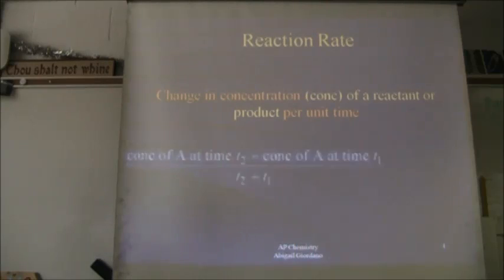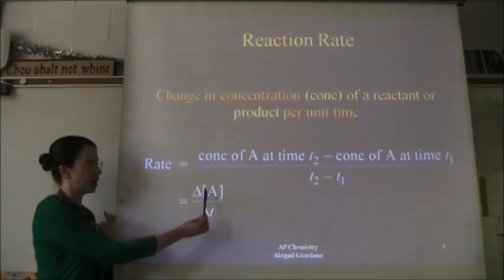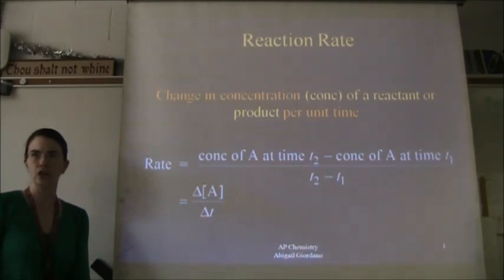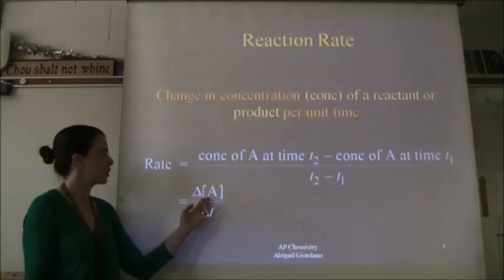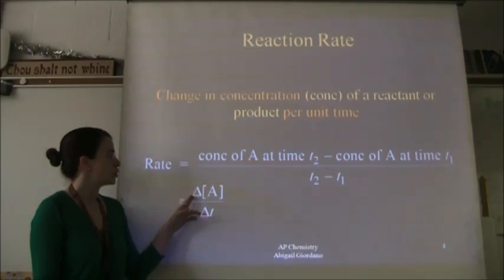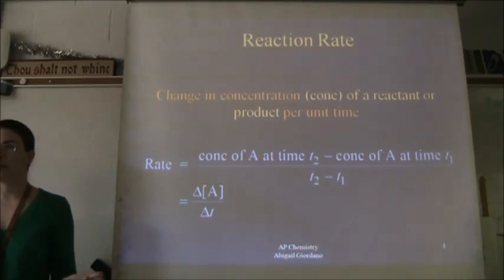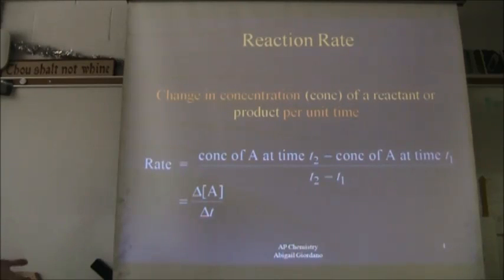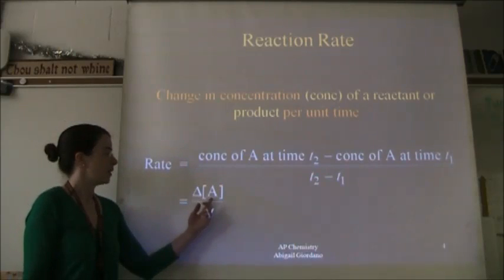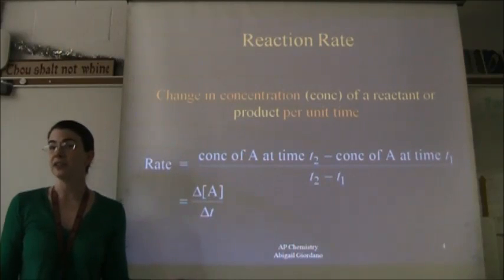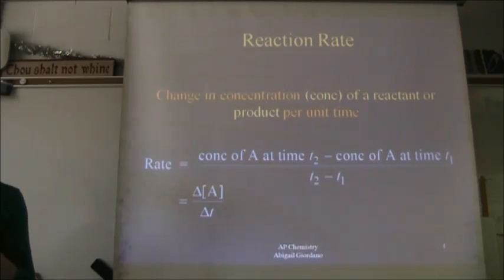Okay, so you'll see this kind of notation a lot. Delta, of course, means change. What do brackets mean? Concentration, molarity, okay? So changes in molarity over a change in time. Okay? That's how speeds are measured. Speed of a chemical reaction will be measured. This letter A, it could be a reactant, it could be a product. Okay? You can measure it from both sides.